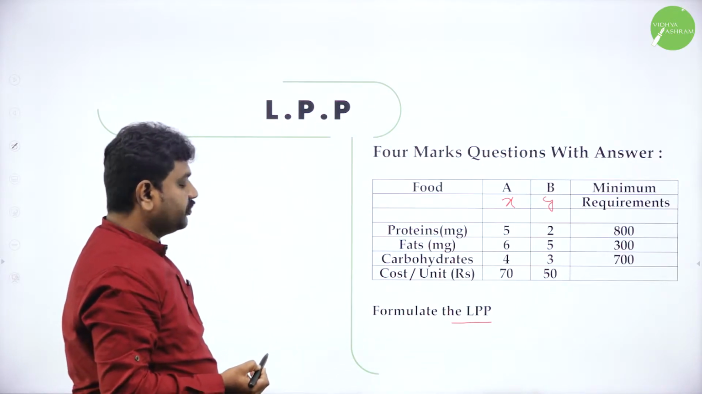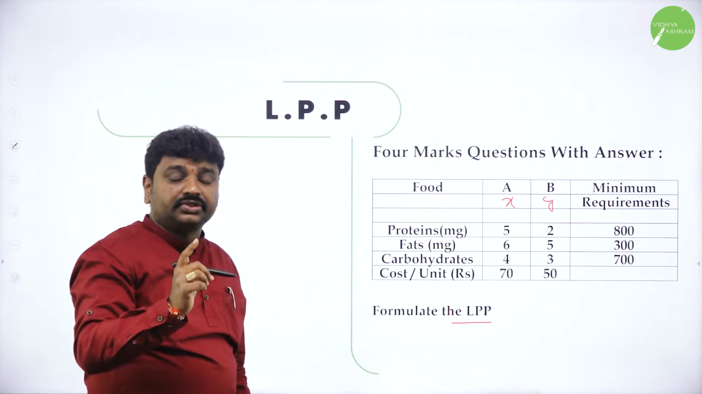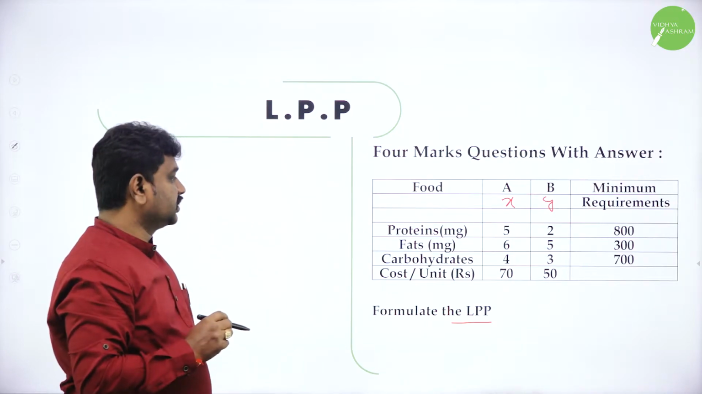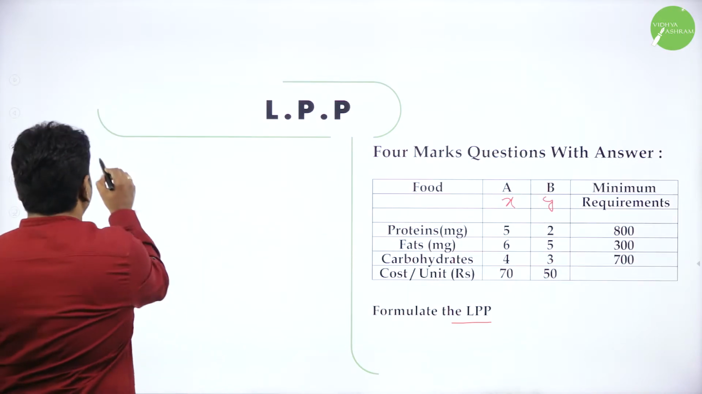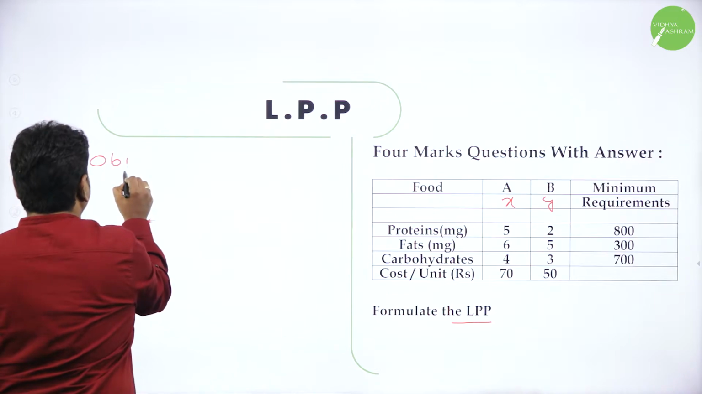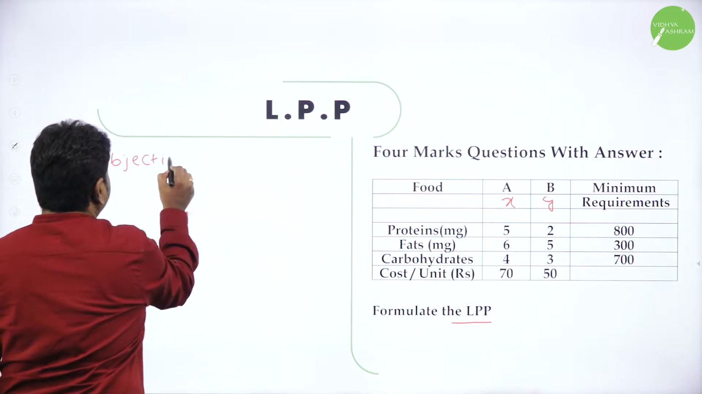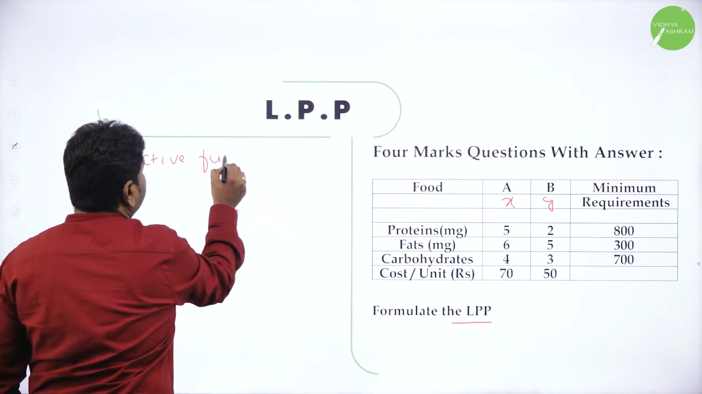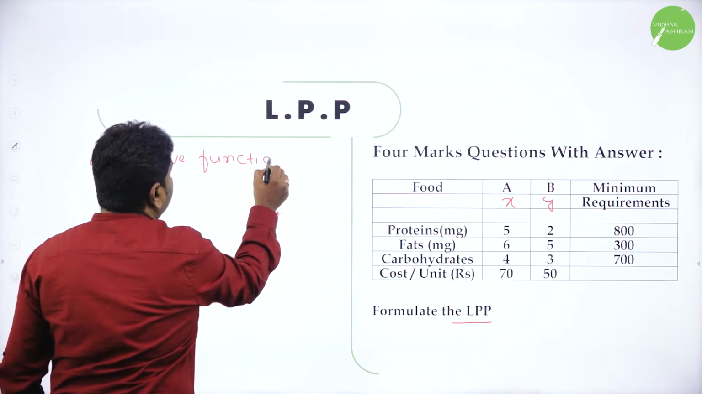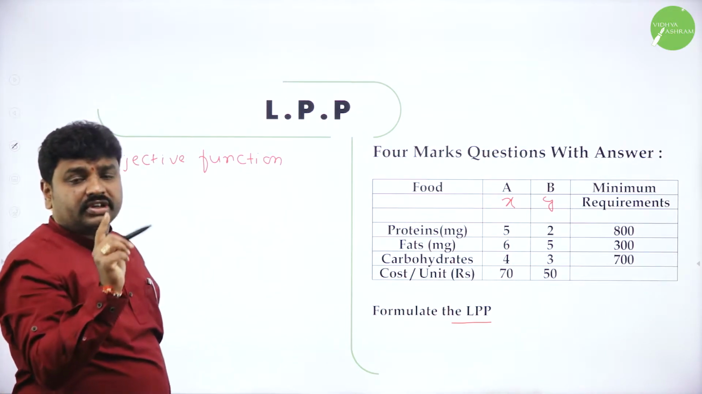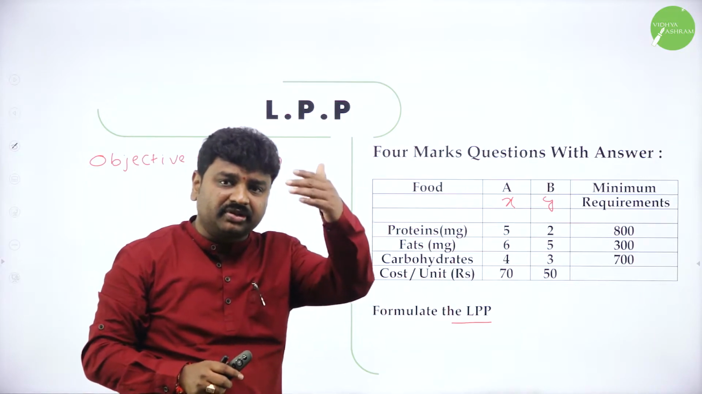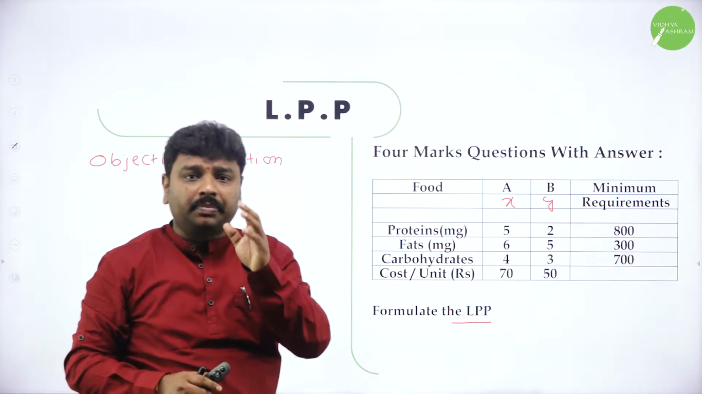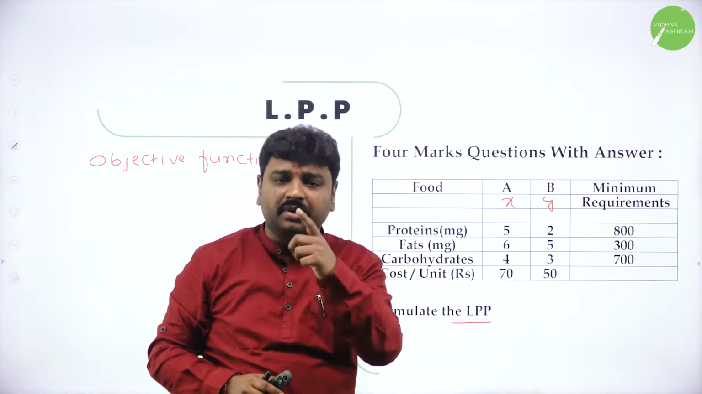So now when you read the question, first we should write the objective function. So objective function means what? A function in the form of Z. Objective function means a function which you need to maximize or minimize. What is objective function? Objective function means a function which you need to maximize or minimize, optimize. Optimizing means what? Either maximizing or minimizing.